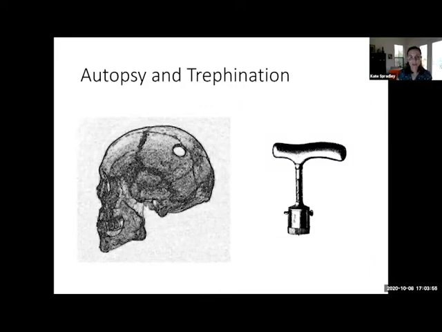We did find some evidence of autopsies and trephinations. Burial 7, a Black male in his early 20s with the femur fracture, had evidence of an autopsy or dissection cut to the cranium. Burial 31, a white male around 40 years, had a trephination, which is a circular cut from the tool that you see here.